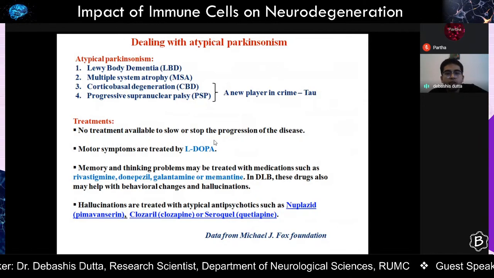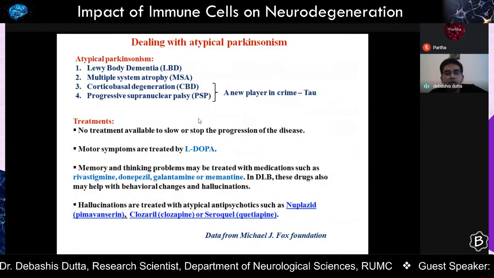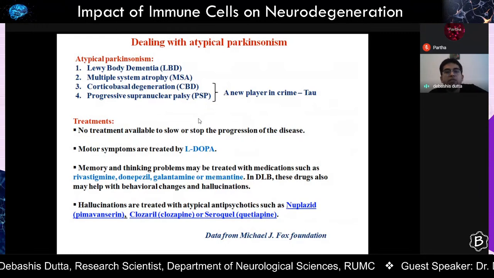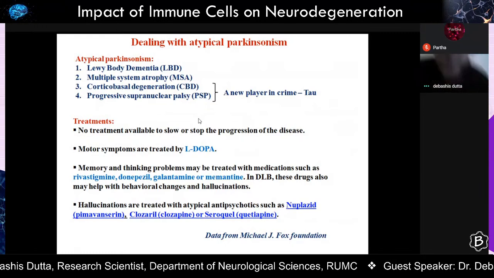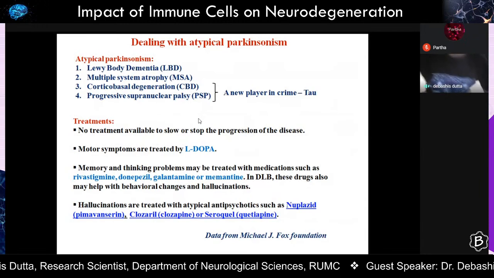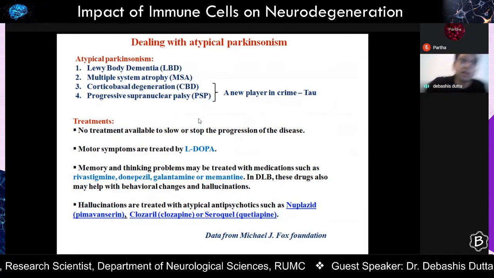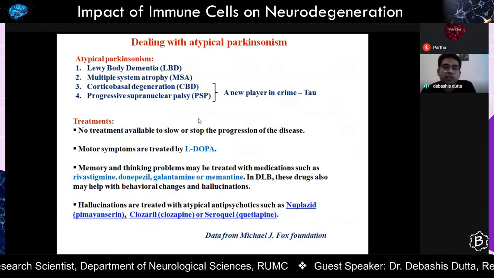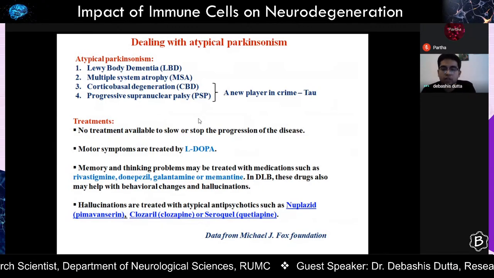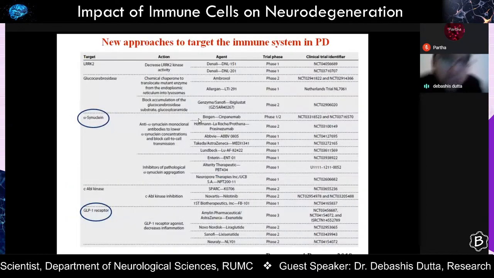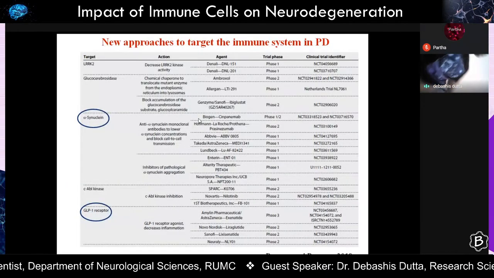So can we treat this disease from an inflammatory basis? If we can reduce the inflammation part, can we get new drugs to the market? Coming to that point, there are some new approaches to target the immune system in PD.